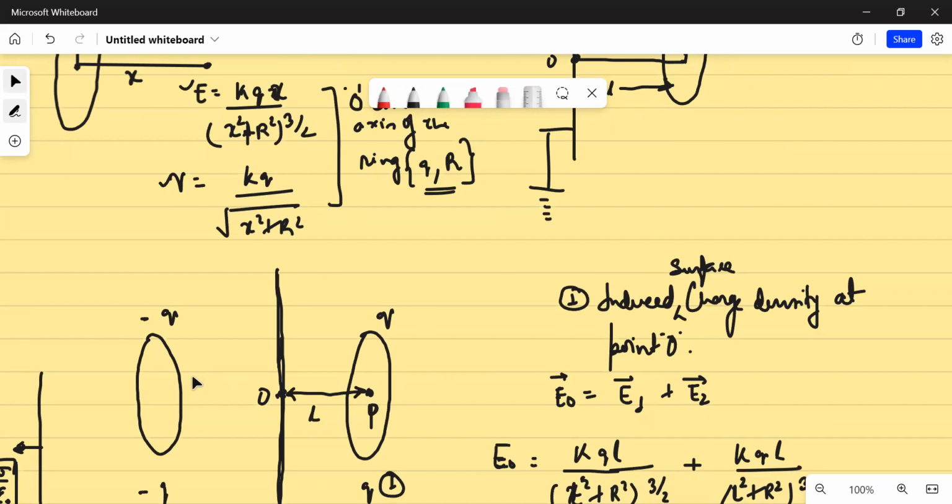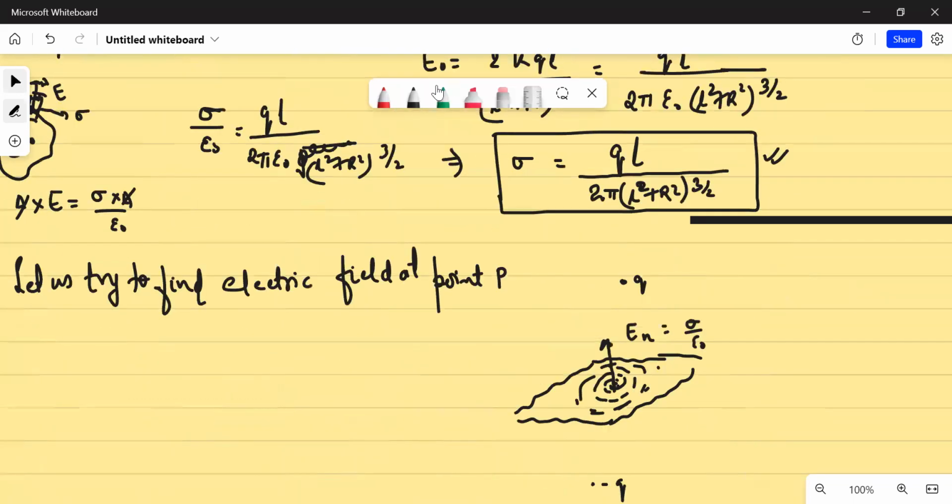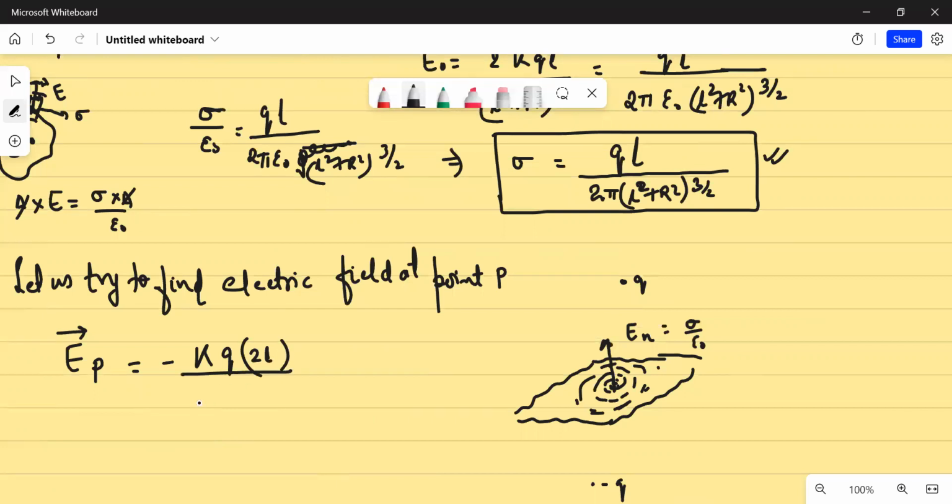And what would it be in that case? It would simply be equivalent to writing kq, whatever the distance is. This will become 2L now. So the electric field at point P, direction wise, will be equal to minus of kq times 2L divided by ((2L) whole square plus r square) whole power 3 by 2. Is that clear?